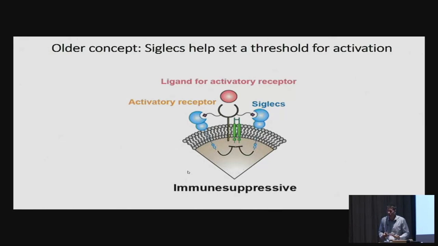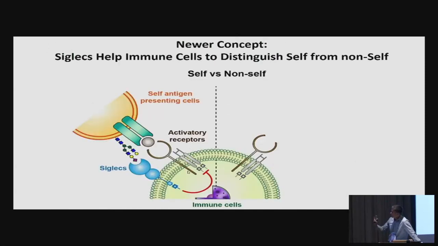And so in this model, the cis interactions would be continuously shutting down that receptor and suppressing it. Okay? For myself, I think of this as sort of an older concept, although it still may apply to some Siglecs. This is sort of a newer concept that we're working on, which is it's trans interactions that are going to bring it together. I've already sort of introduced how that would be.